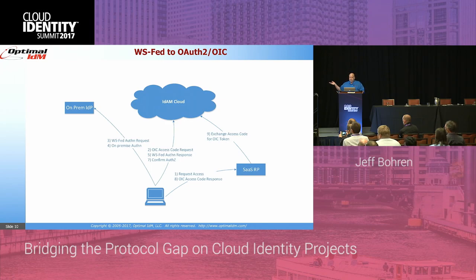So the user, again, starts at the reliant party. This is an OAuth2 reliant party. We're going to use the OAuth2 access code grant, for those of you who are familiar with the different grants. So the user is going to redirect to the cloud with an access code grant request. Again, home realm discovery. The user is then going to be redirected to on-premise with a WS-Federation authentication request, as before. Do local authentication, gets redirected back with the WS-Federation response.